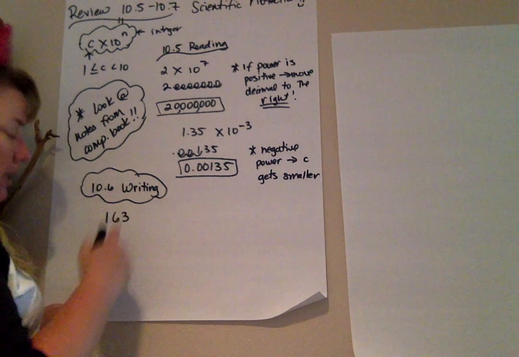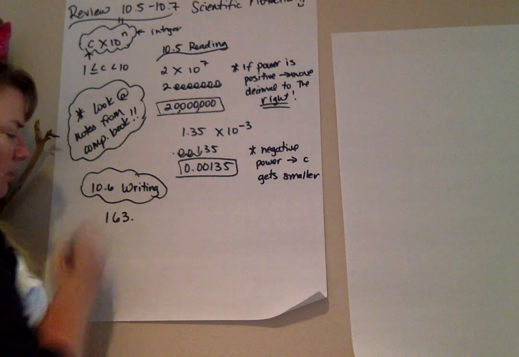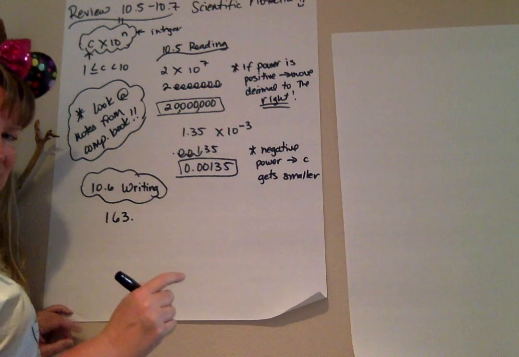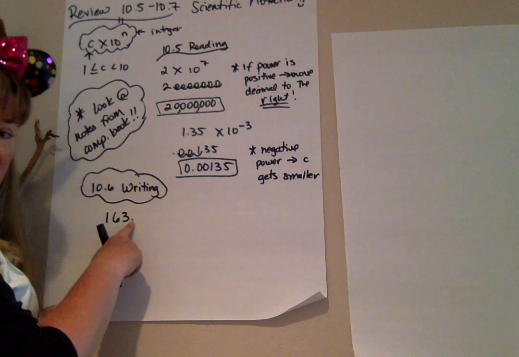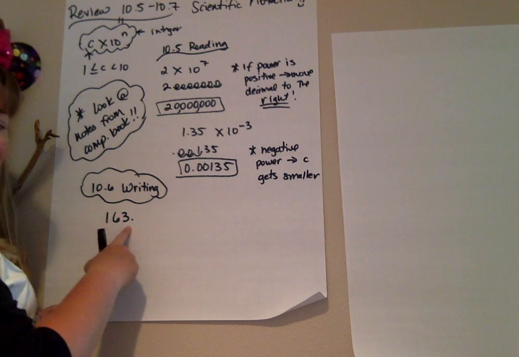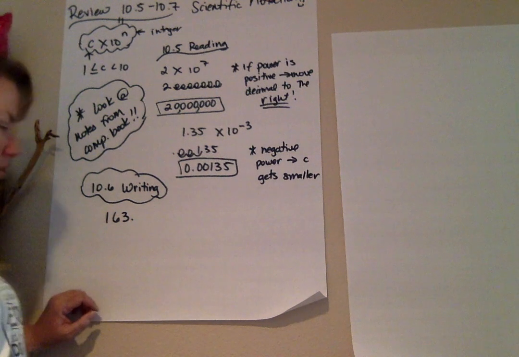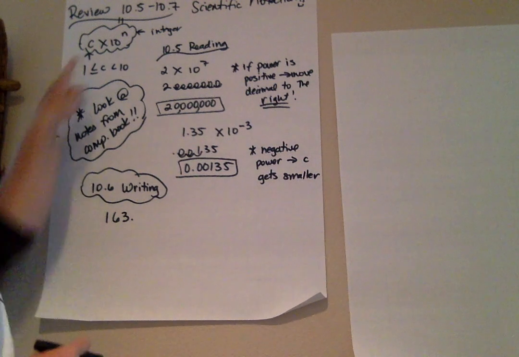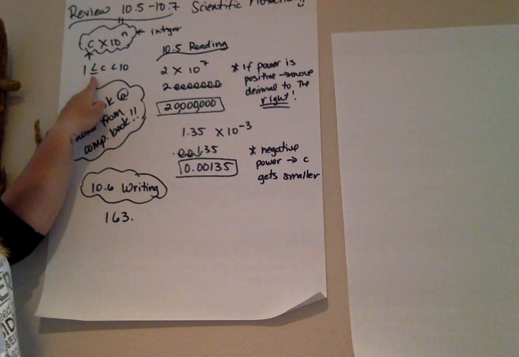Anyways, when you move the decimal, you're going to put it all the way over to the right. When you can't see a decimal, it's all the way to the right. And you're going to move it however many times you need to until you get to a number that's less than 10 and greater than or equal to 1.